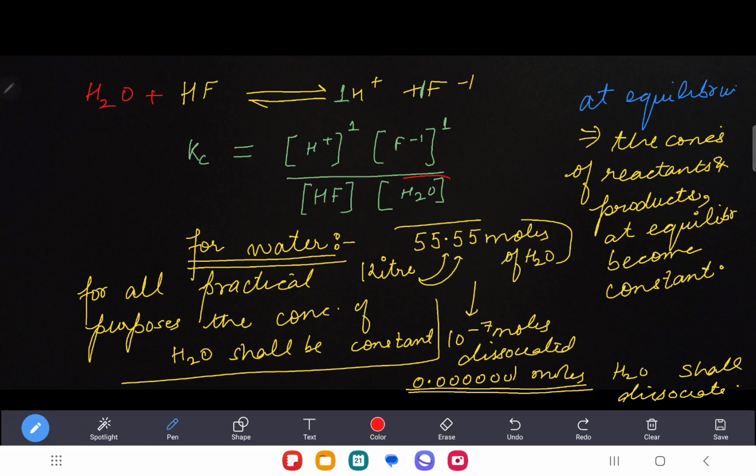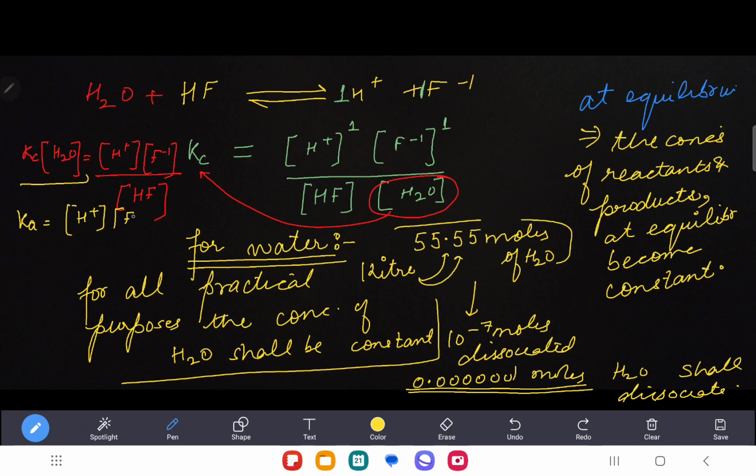And thereby this H2O we assume to be a very big constant. So I take this H2O here and I say Kc into the concentration of H2O will give me the H plus ion concentration into F negative concentration over the HF concentration. Do you understand this point? And this product of Kc into water's concentration shall be called a new constant, and that is nothing but Ka. So Ka is going to be H plus into F negative over HF. So Ka shall be this value.